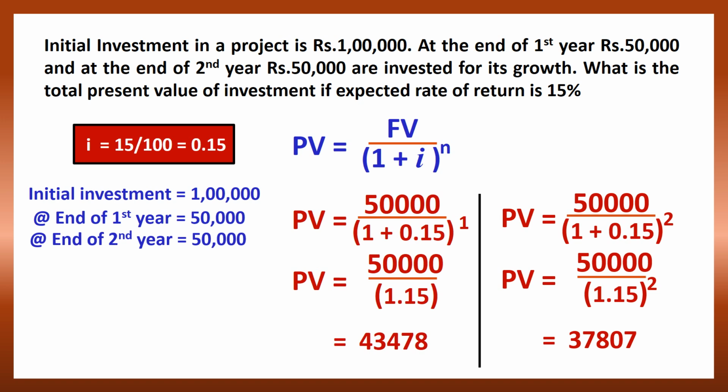Now see the difference. 50,000 invested at the end of first year is worth 43,478 and 50,000 invested at the end of second year is worth 37,807. So it is just like investing 1 lakh plus 43,478 plus 37,807 today. That is, the total amount he has invested is 1,81,285.